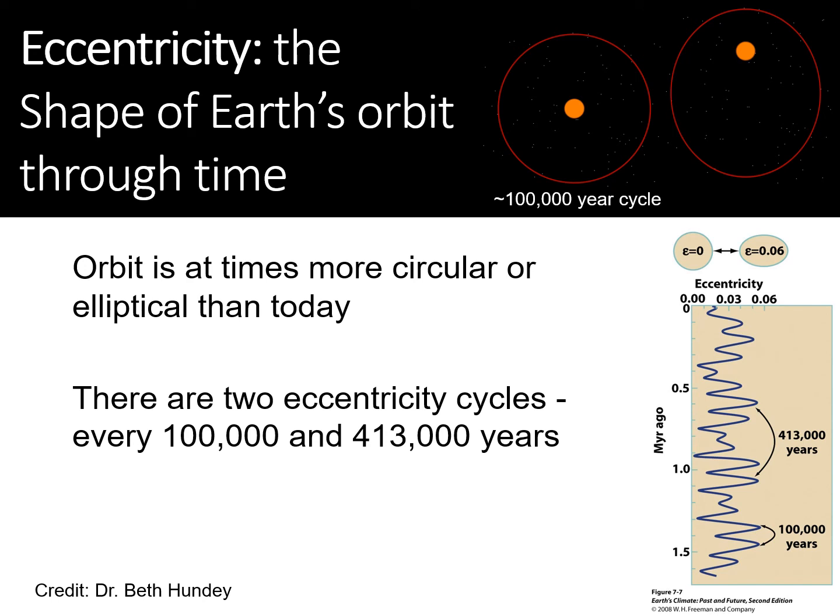Eccentricity describes the changes in the shape of the Earth's orbit around the Sun, from circular to elliptical, and back to circular again. This cycle occurs every approximately 100,000 years.